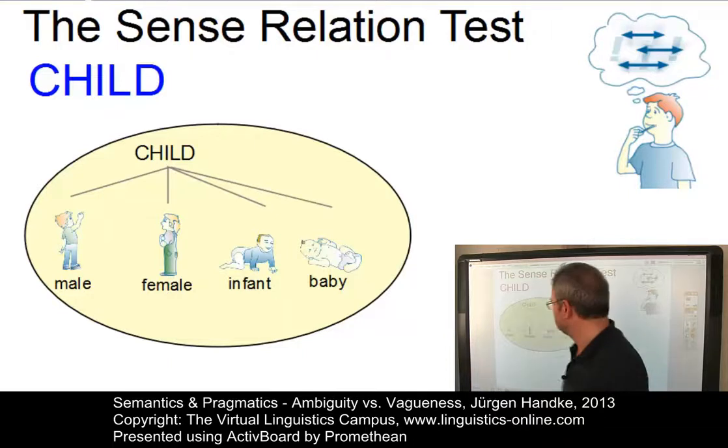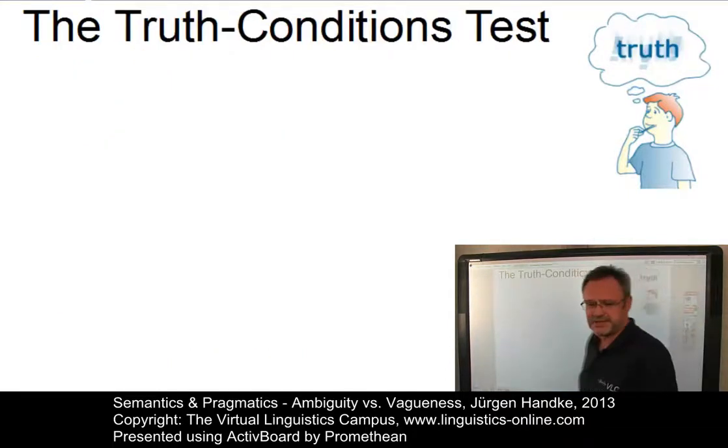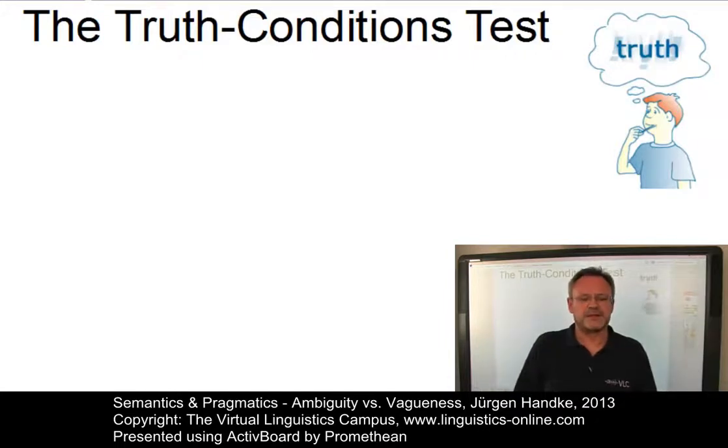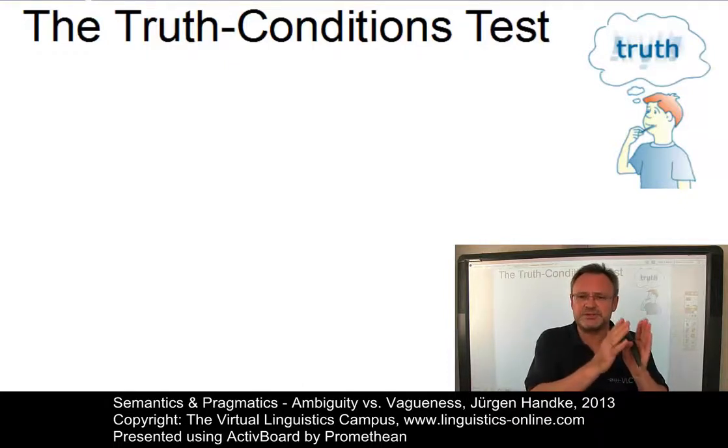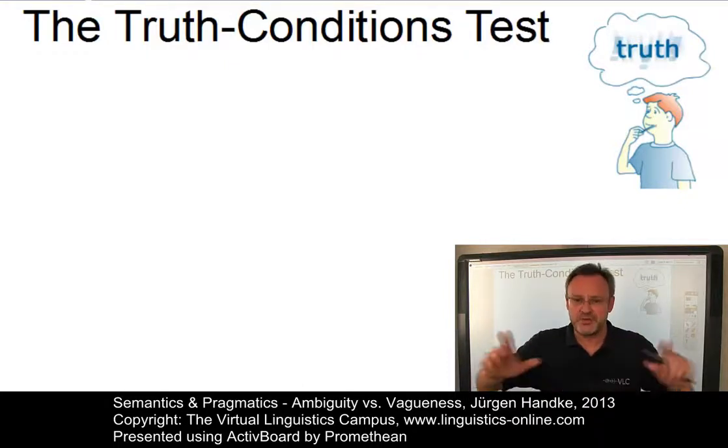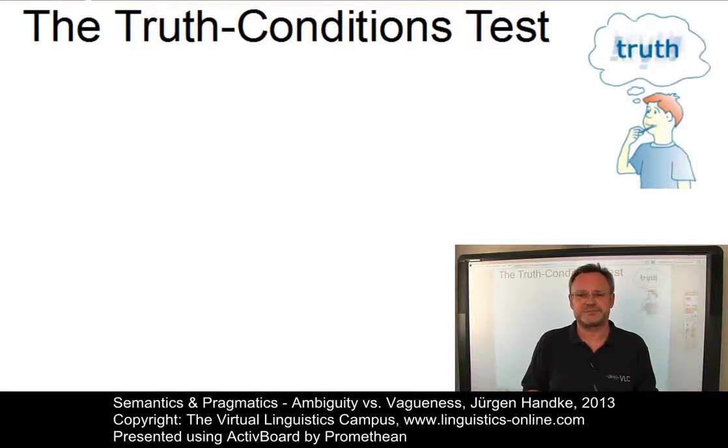Okay, let's finally discuss the truth conditions test. An expression can be labeled ambiguous if its readings have independent truth conditional properties. That is, sentences containing them can be simultaneously true and false relative to the same state of affairs. This observation forms the basis of the truth conditions test. An expression is ambiguous if we can imagine a context in which a yes-no question involving the relevant expression can be answered truthfully with both yes and no.